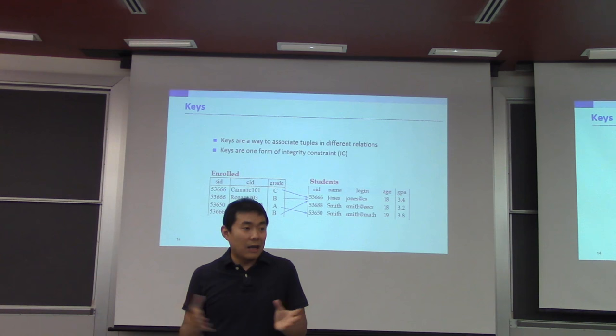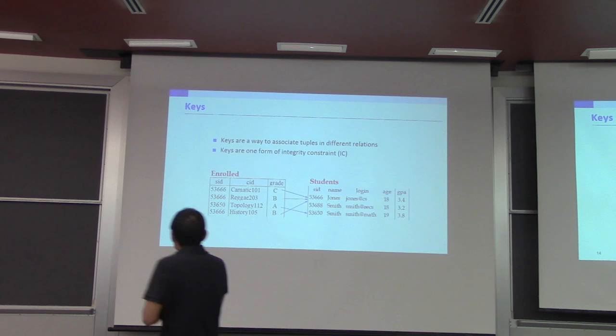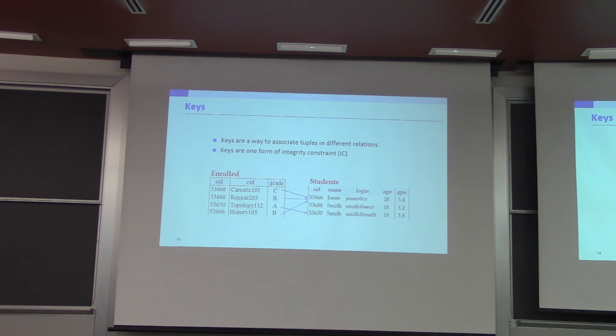There is actually a deep theory and discussion involved in normalization, which I will not cover in this class. If you're interested, you can look up my slides and material for the undergrad database class, where we have a dedicated session for that. Okay? So keys are useful once you have normalization, because you need keys to link them back. If you don't have keys, how do you know they actually refer to the same object?